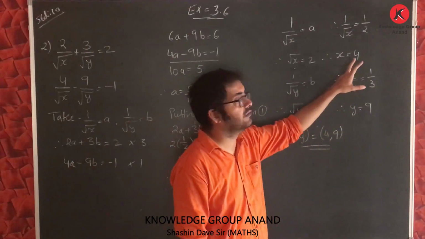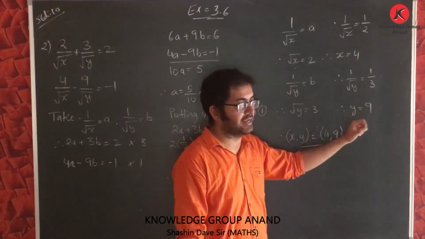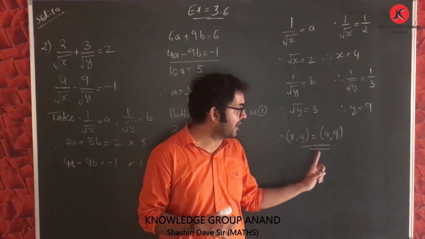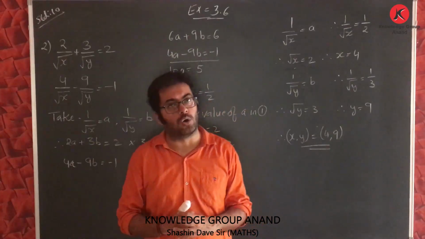What is the value of x? 4. What is the value of y? 9. So our final solution, that is (x, y), will be (4, 9).